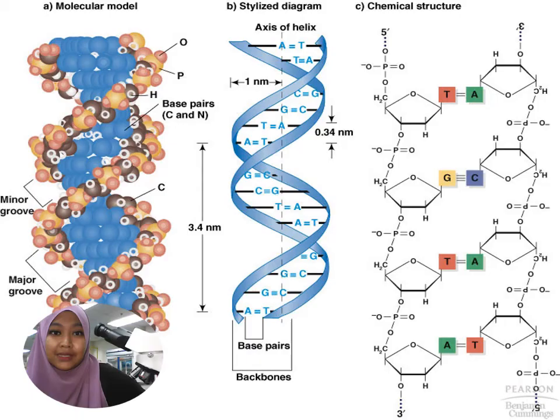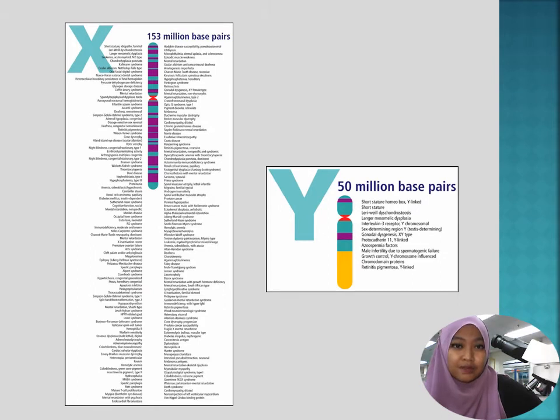Here are pictures of the DNA molecule, in terms of chemical structure and also the molecular model. Next, we have the number of base pairs in the chromosomes, where obviously the X is larger than the Y, so the X chromosome contains more base pairs compared to the Y.